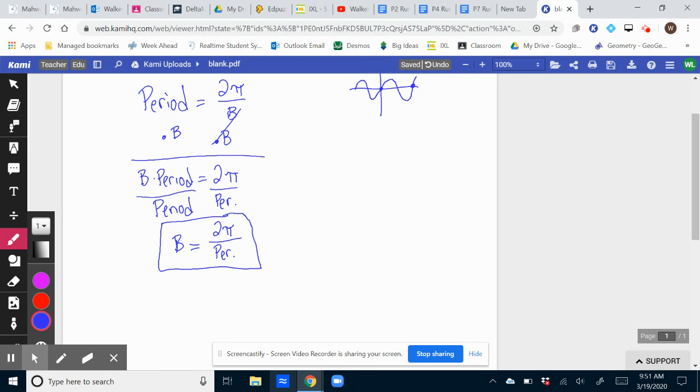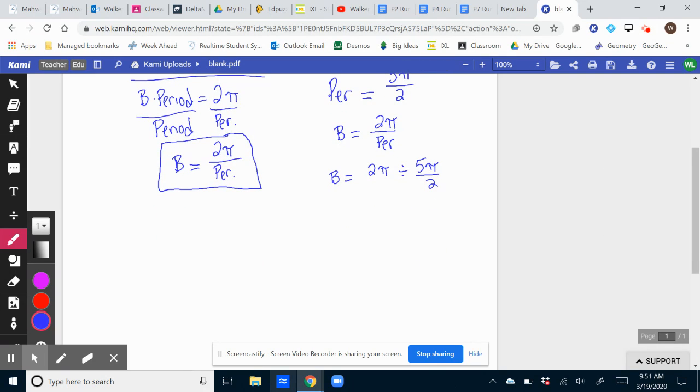Okay, so the example I'll do is you look at your graph, the period equals 5 pi divided by 2. Okay, so B is going to equal 2 pi divided by my period. So in this example, that's 2 pi divided by 5 pi over 2. And we're going to use keep, change, flip. Okay, so keep the 2 pi. I'm actually going to write it as 2 pi over 1. Change division to multiplication. Flip 5 pi over 2 to 2 over 5 pi.